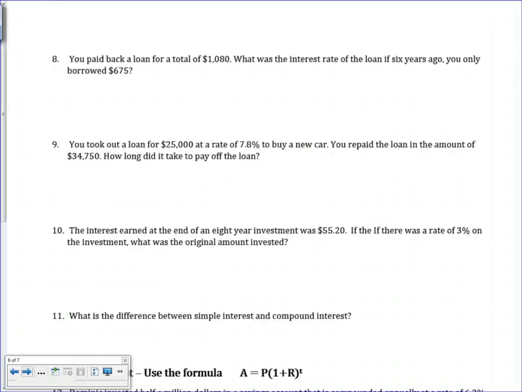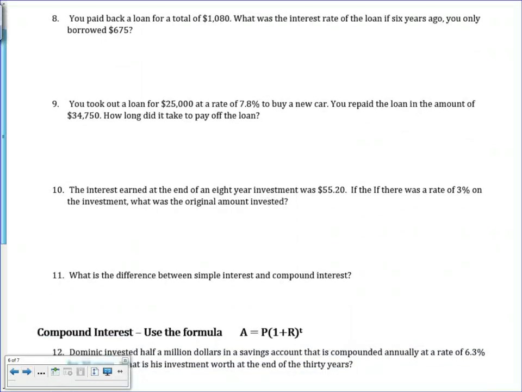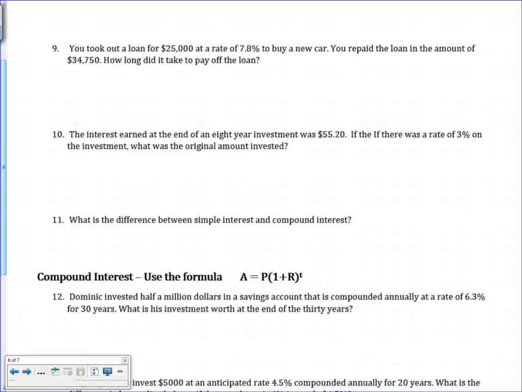Next, number 9. You took out a loan for $25,000 at a rate of 7.8% to buy a new car. You repaid the loan in the amount of $34,750. How long did it take you to pay off the loan? So the loan, that's your principal again, $25,000. The rate, 7.8%. Move that decimal back, 0.078.